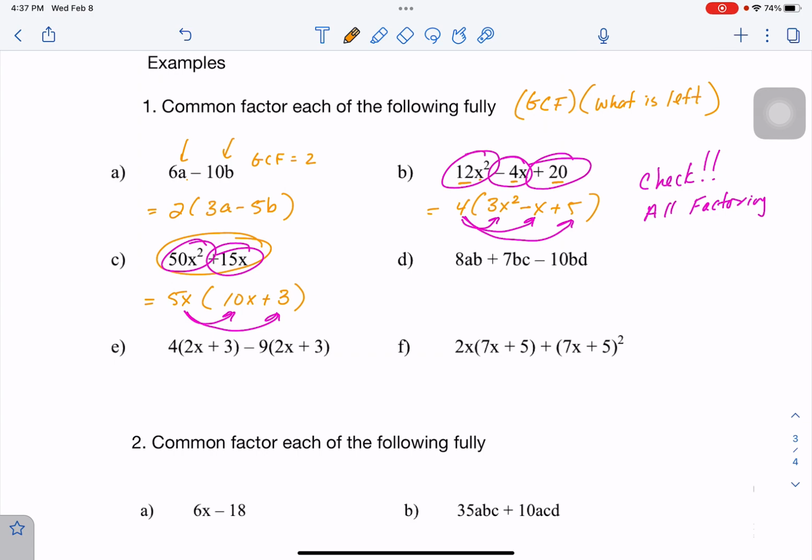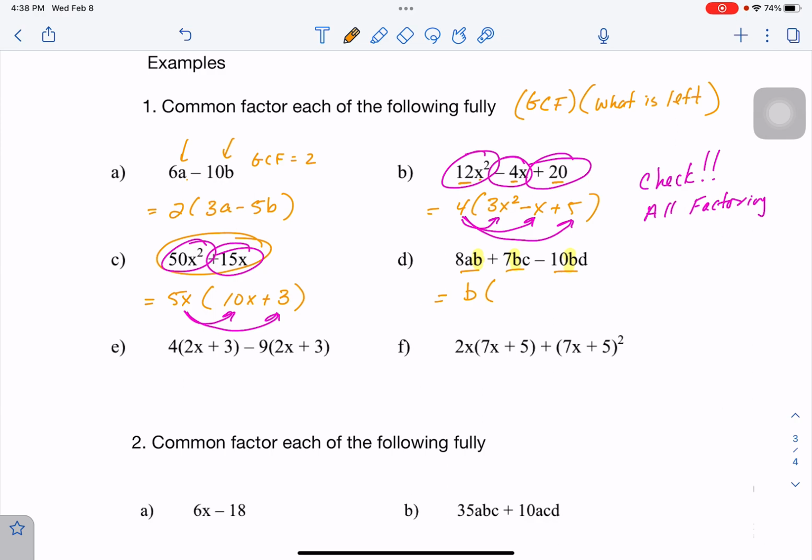Alrighty then. So I've got 3 terms. Let's look at the numbers. 8, 7, and 10. Well, 7's a prime number, so it has no factors other than 1 and 7. 10 doesn't factor by 7, and 8 doesn't factor by 7, so there's no numerical common factor. Let's look at the variables, however. I've got A and B. The B looks good. The A's no good, but I got a B here, a B here, and a B here. That's the only thing in common in all 3 terms. So that's the only thing that comes out, just a B.